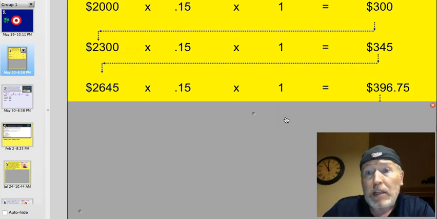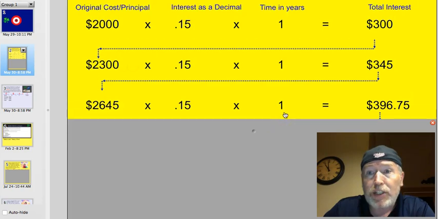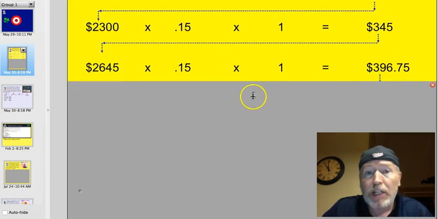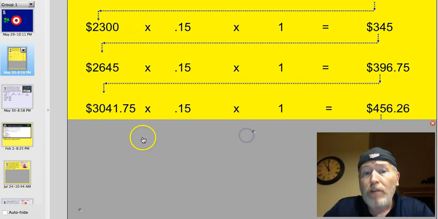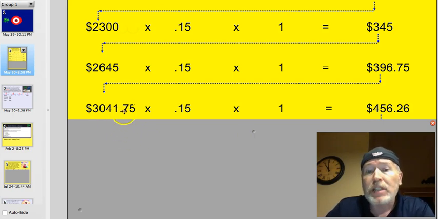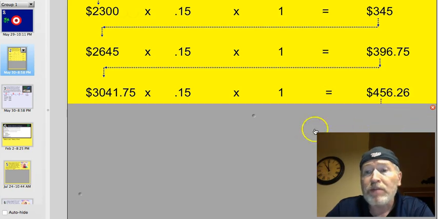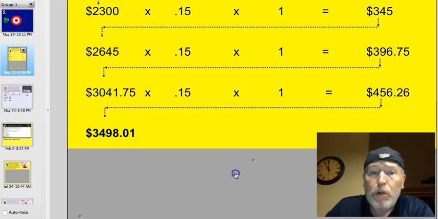Because this was a 4-year loan and it's compounding yearly, we're going to have 4 different transactions. Here's the first 3. Here's the last one. On year 4, he starts off with $3,041 as his principal. So his interest on that at 15% for 1 year is $456, bringing the total price of that computer to $3,498.01. Nearly $300 more because the interest was compounding yearly. You can see the power and the trouble caused by compounding interest.